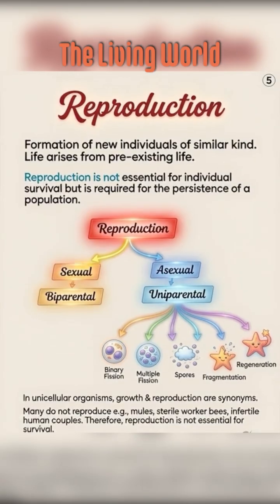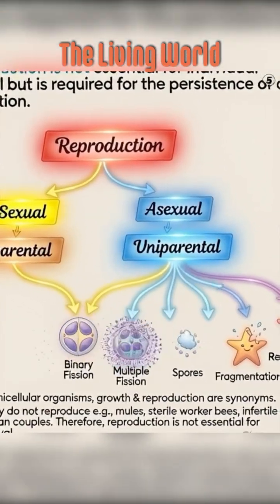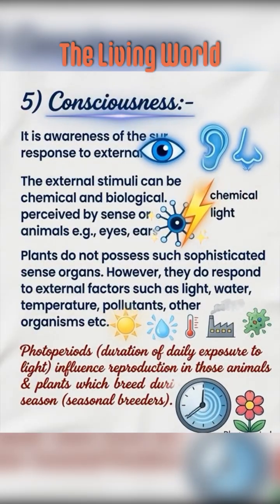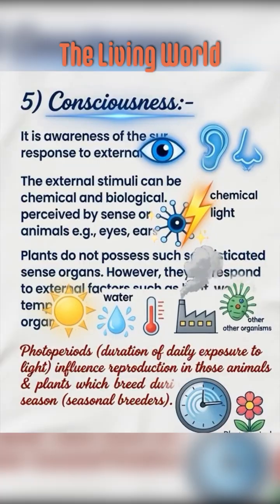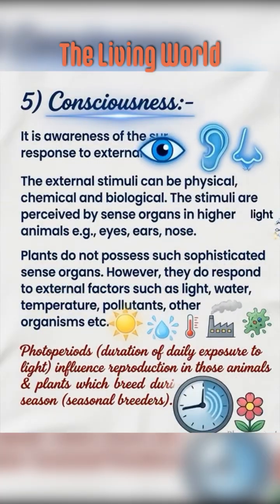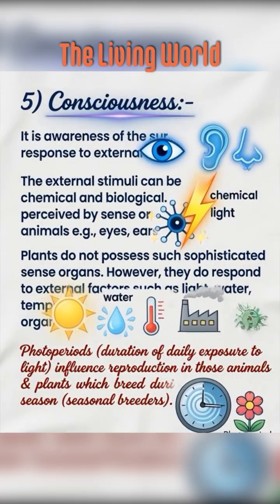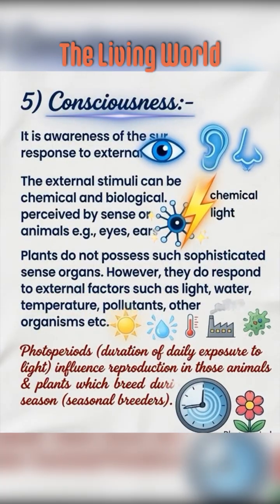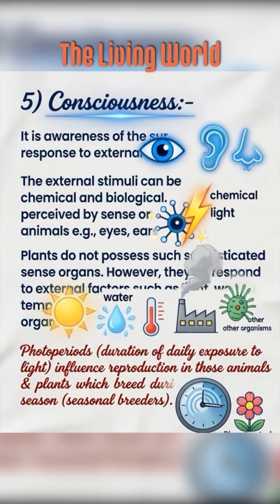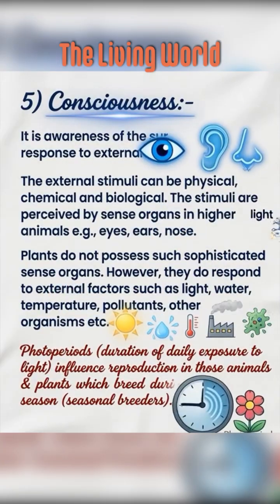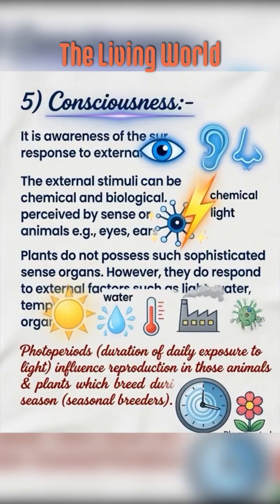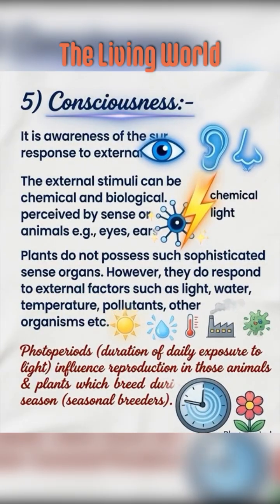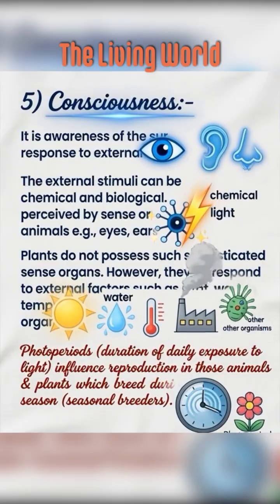It is the awareness of the surroundings and response to external stimuli. The external stimuli can be physical, chemical, and biological. The stimuli are perceived by the sense organs in the higher animals, like eyes, ears, nose. Plants do not possess such sophisticated sense organs. However, they do respond to external factors such as light, water, temperature, pollutants, and other microorganisms, etc. Photoperiod, which is the duration of daily exposure to light, influences the reproduction in those animals and plants which breed during a particular season, which are the seasonal breeders actually.